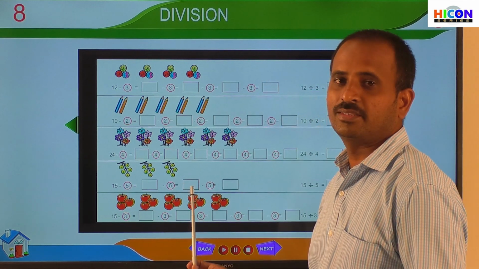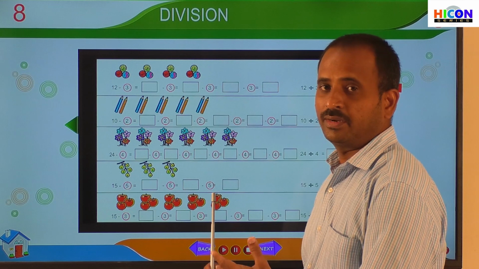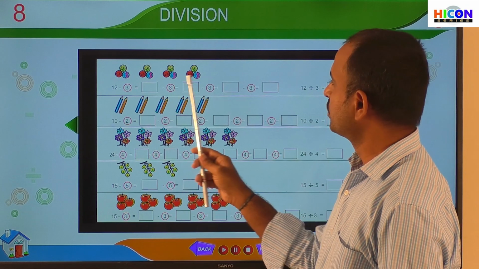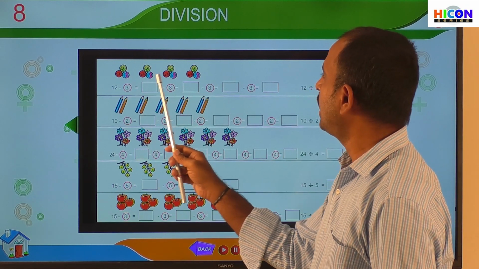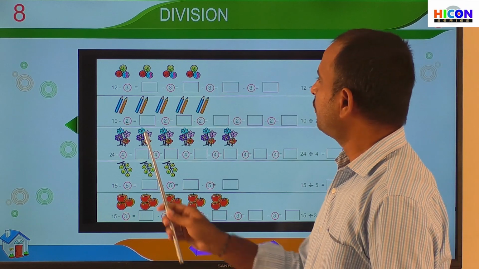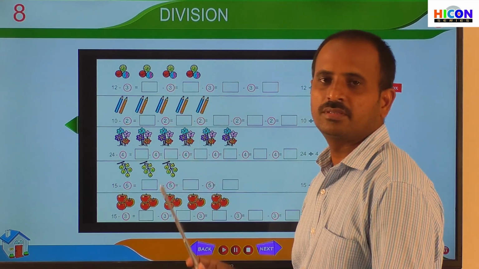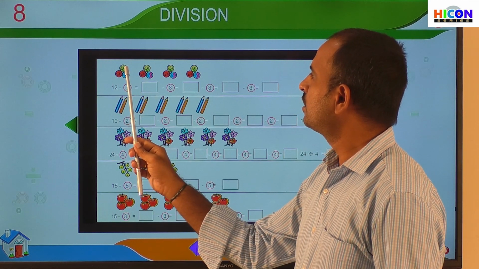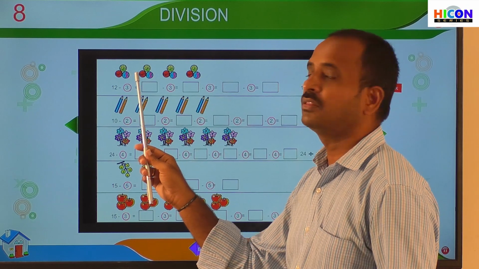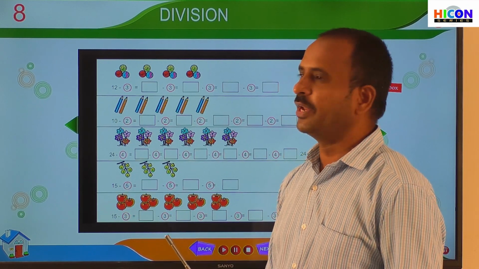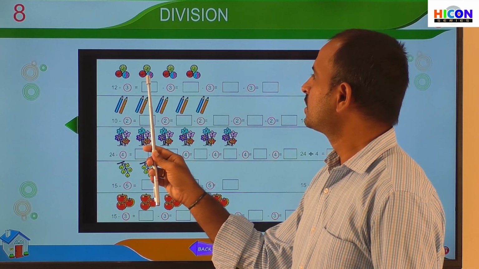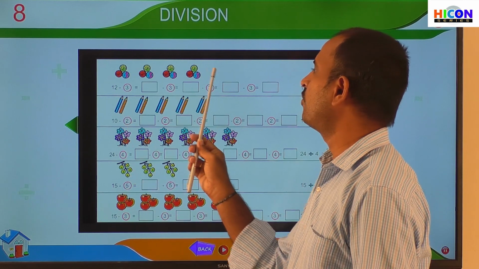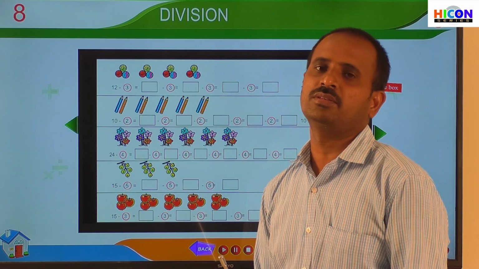So children, look at the screen. We will practice some problems on division. If you observe the screen, we see some rows of pictures. In the first row, they have given some balls. How many groups of balls are there? In each group there are 3 balls. This is the first group, second group, third group, fourth group. So in total there are 4 groups of balls, and each group has 3 balls.